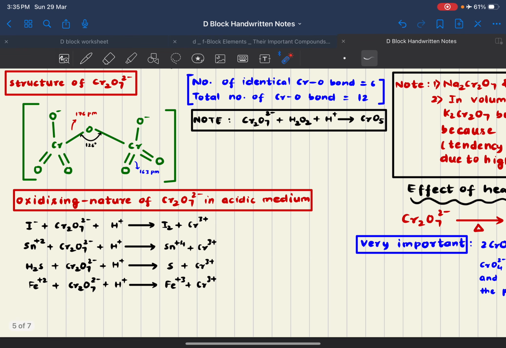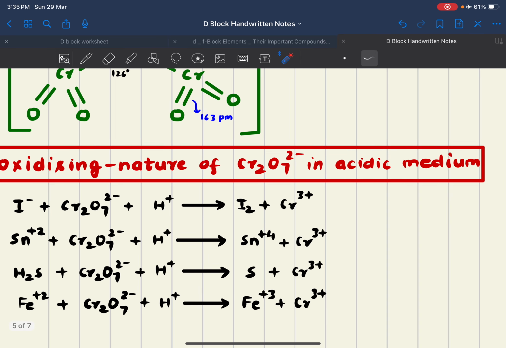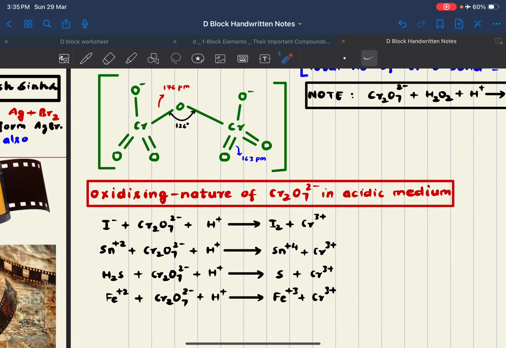Now we will move ahead. I have already covered all these things. Now we will discuss the oxidizing nature of Cr2O7 2- in acidic medium. Dichromate in acidic medium changes into Cr3+. It behaves as a strong oxidizing agent. Here the oxidation state of chromium changes from plus 6 to plus 3, and I- changes into I2, meaning it is getting oxidized. Similarly, Sn2+ is oxidized to Sn4+, H2S is oxidized to give sulfur, and Fe2+ gives Fe3+. These show the oxidizing nature of dichromate ion in acidic medium.